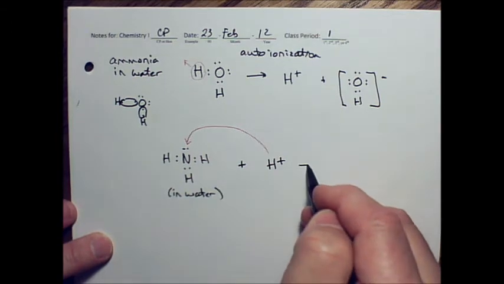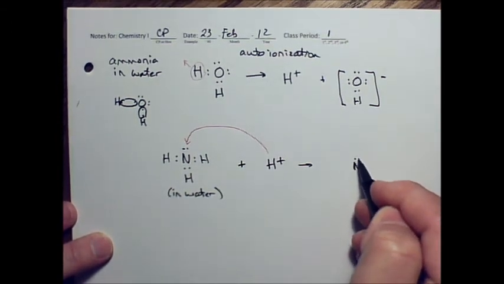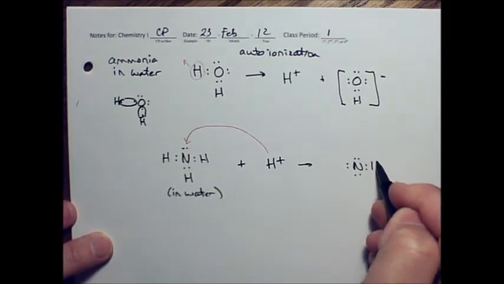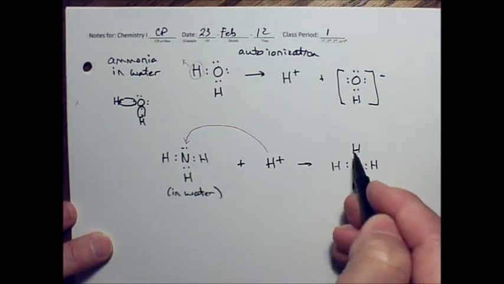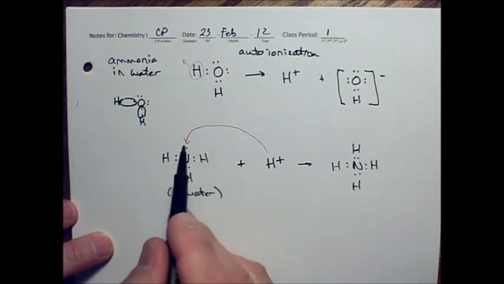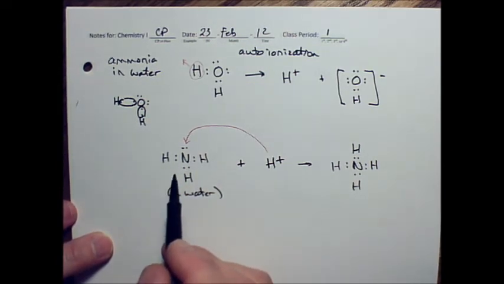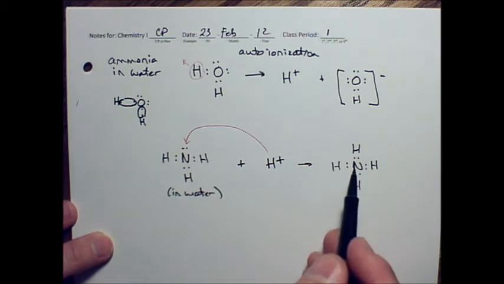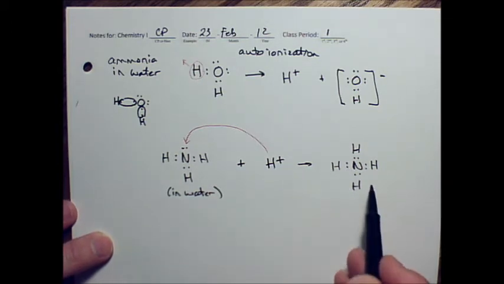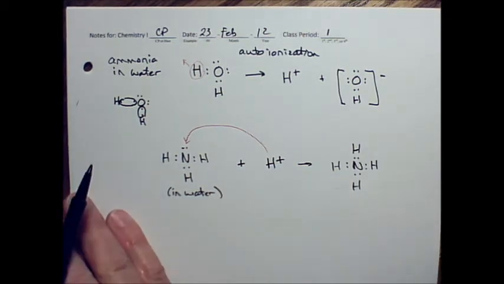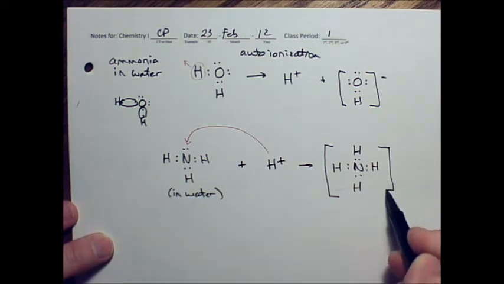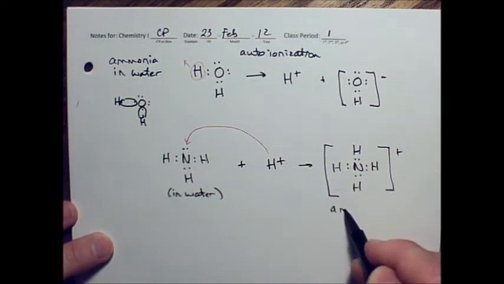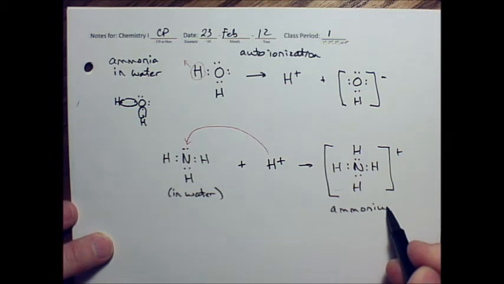So the result is that we get this formula here, where we don't have just 3 hydrogens, we have 4. But this structure had an even number of protons and electrons. This one now has an extra proton on it. So this thing has 1 more proton than all the electrons in there. So it doesn't have a negative charge, it has a positive charge. And we call this ammonium. Okay?